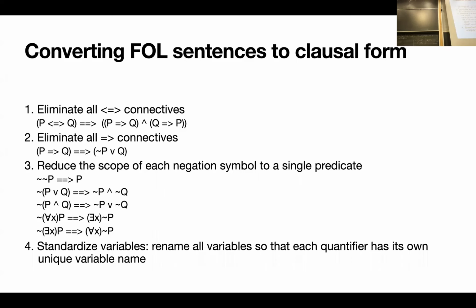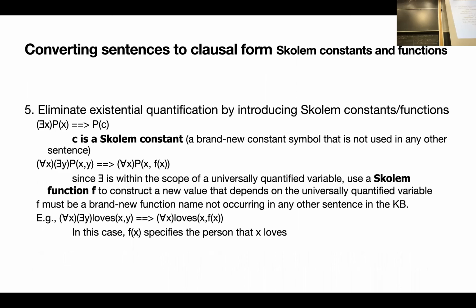We apply De Morgan's rules, for example, to say not (P or Q) is not P and not Q, and so on. So we apply all these kinds of rules. These are De Morgan's rules for the negations of the universal and existential quantifiers, which flip the quantifiers in this case. So not exists x P gives us for all x not P, and not for all x P gives us exists x not P, and so on.